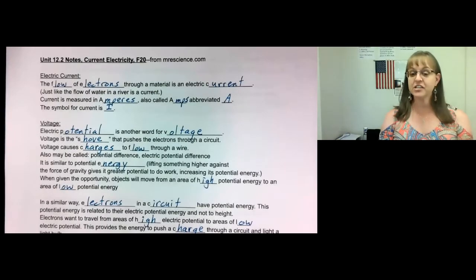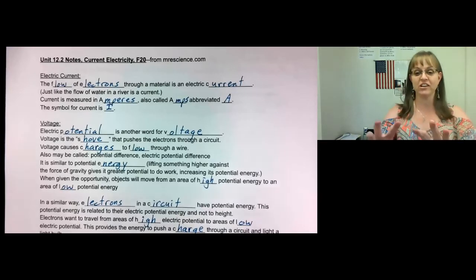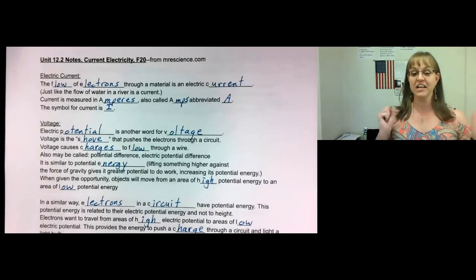Electric potential is another word for voltage. Now that drives me crazy, but it does help you understand voltage. Voltage is the shove that pushes the electrons through a circuit. The electrons flowing is the current. The push, the kind of electrical pressure that pushes those electrons through, is the voltage. A battery provides voltage. It pushes the electrons through a circuit.